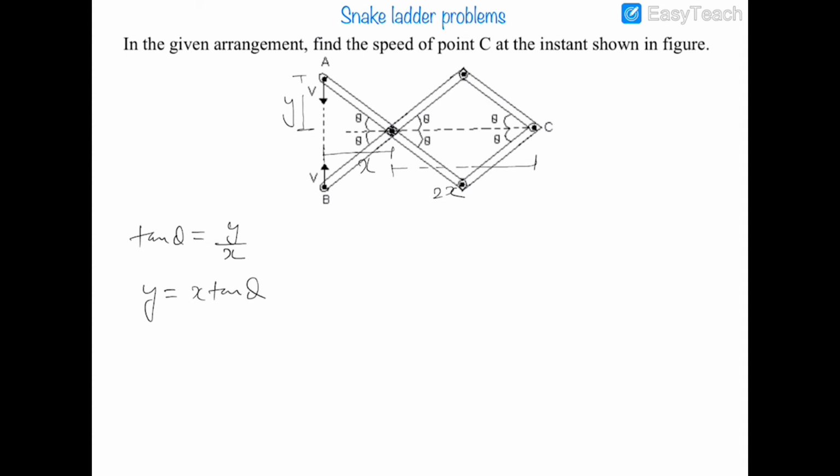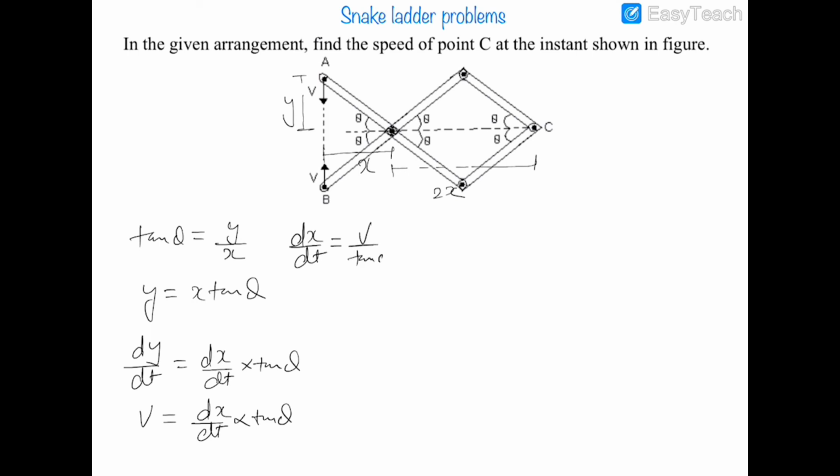Now I differentiate the equation with respect to time, then dy by dt will be equal to dx by dt into tan theta, and this dy by dt will be v, and dx by dt we keep as it is, and this is tan theta. So the value of dx by dt here will be v upon tan theta.